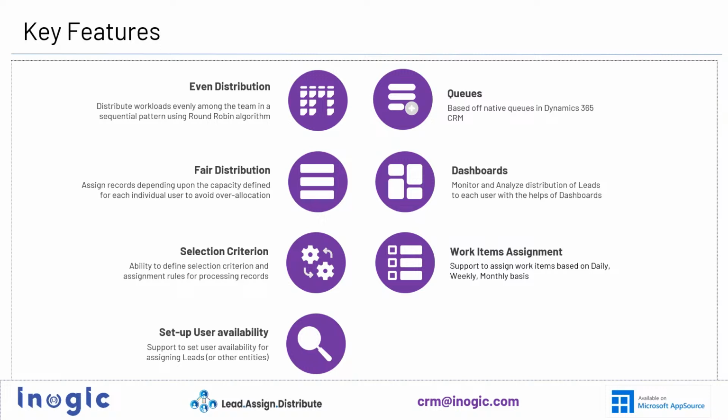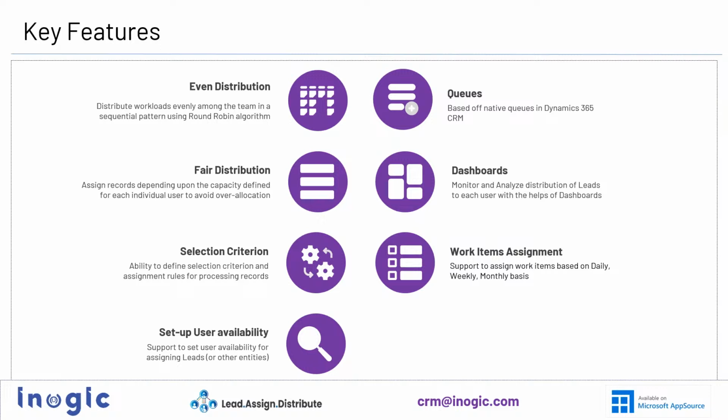We also have queues. Now, the entire process of the lead assignment and distribution automation is based on queues, and we will be deep diving this during the demonstration very soon. Further, we also provide dashboards. Now, all the data that is accumulated by the lead assignment and distribution automation is in a very report-friendly manner. This means that you can create your own CRM charts and dashboard to visualize the data. Last but definitely not the least, the work item assignment. The solution also supports assigning the work items on a daily, weekly, or monthly basis.